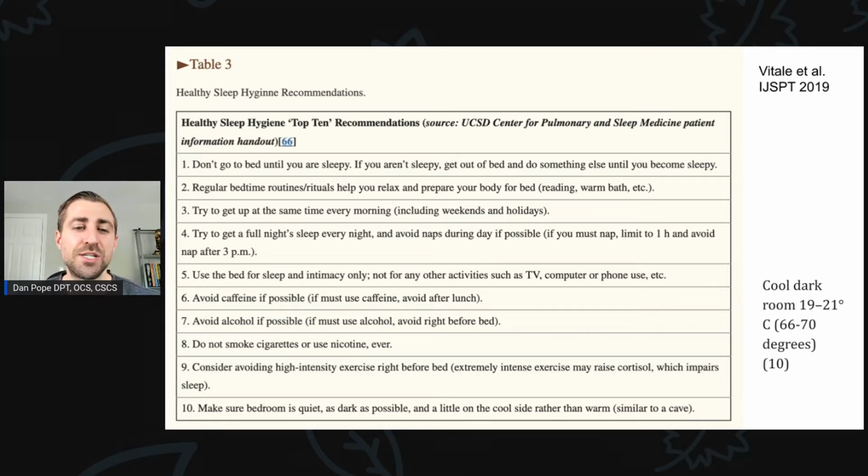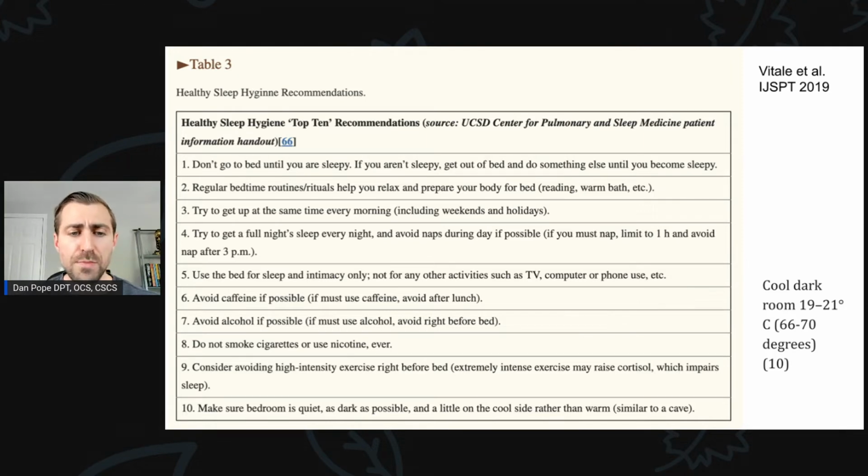Number 9, consider avoiding high intensity exercise right before bed. Extremely intense exercise may raise cortisol, and that's going to impair sleep. Like I said before, as we get close to sleep, we're trying to wind down, not rev it up. Okay. We want to make sure the cortisol levels are low and melatonin starts going up.